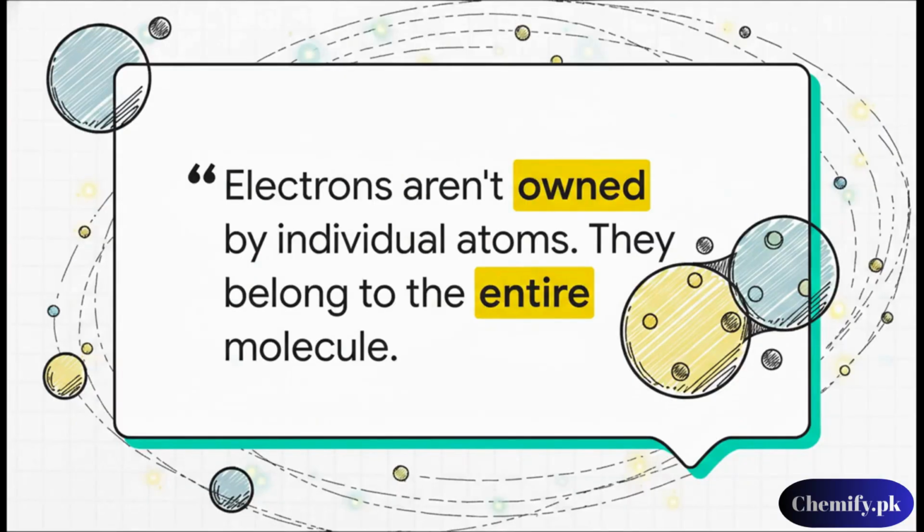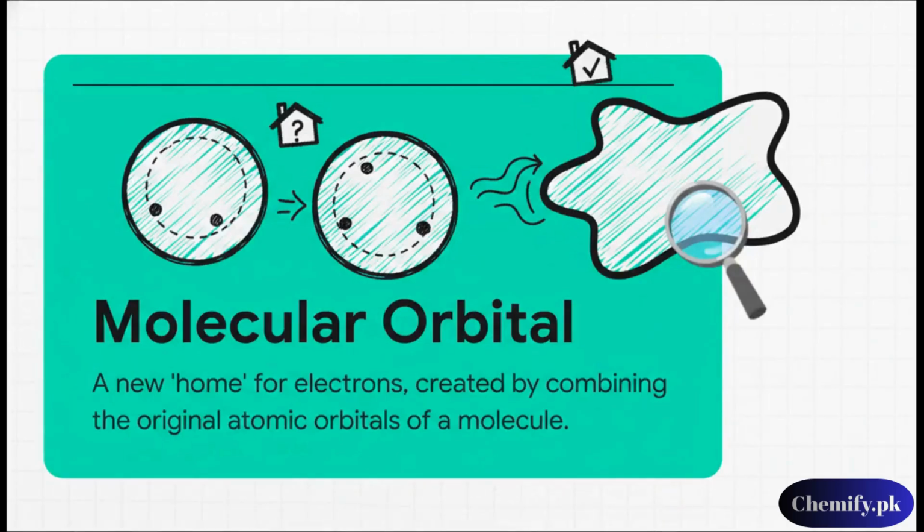Now, to get this, we have to make a pretty big mental shift. You have to kind of forget the idea that electrons belong to one specific atom. MO theory says that once atoms bond, their electrons get communal. They belong to the entire molecule, not just their original home atom. It's a wild idea, but it's way closer to the truth. So, if these electrons are living in the molecule as a whole, they need new places to live, right? We call these new places molecular orbitals.